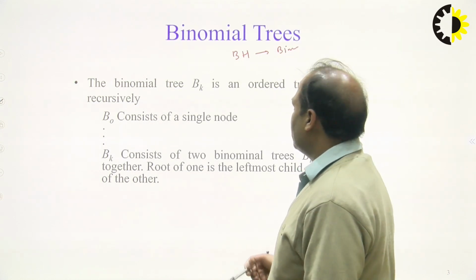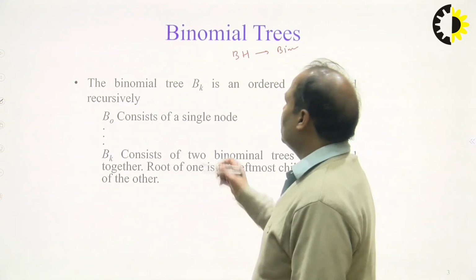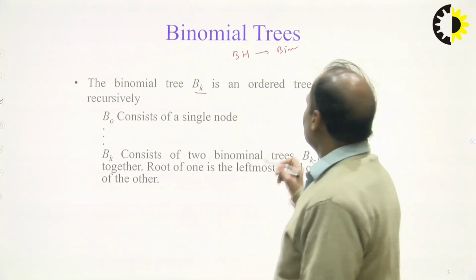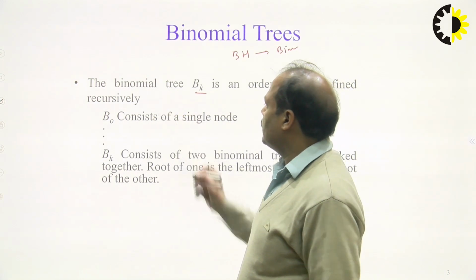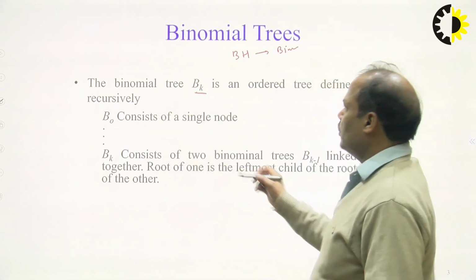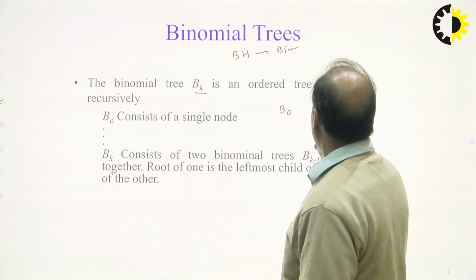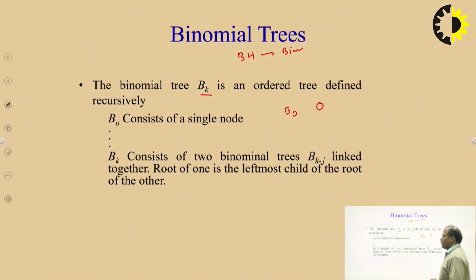let us define the binomial tree. So the binomial tree Bk is an ordered tree, right, which is defined recursively. B0 consists of a single node. If we talk about B0, this consists of a single node. And now Bk consists of two binomial trees, Bk minus 1, linked together. Root of one is the leftmost child of the root of the other.